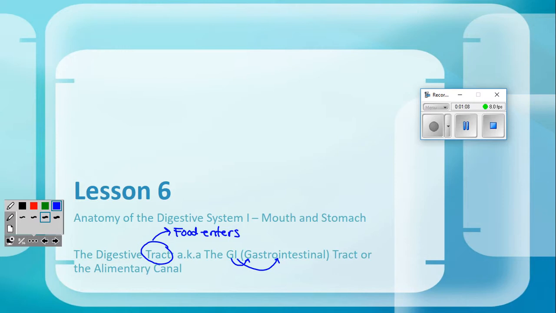In some of the older resources that I see, they call it the alimentary canal. I won't call it that. But so that you know, these are all different names that I have seen for the same thing, the places that food enters.